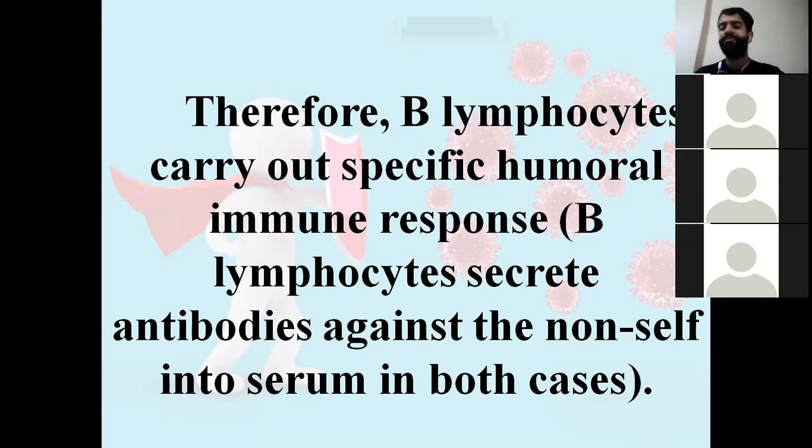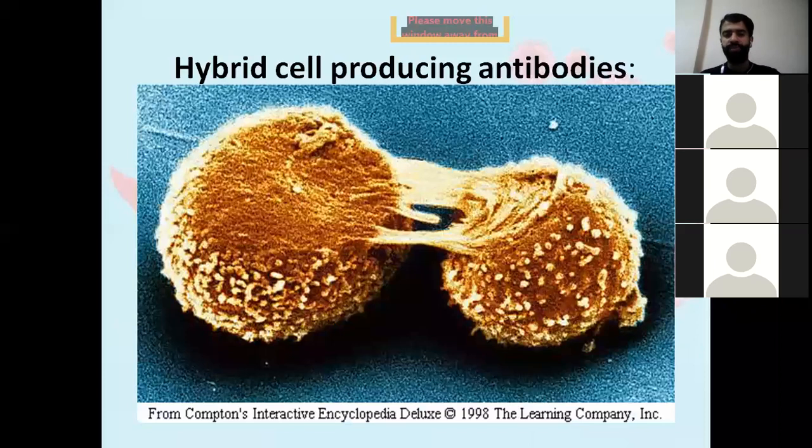Who is active in the B lymphocytes? What do they do? They secrete antibodies. Where? Inside the serum to kill the non-self. When I talk about serum, I am talking about antibodies. What is serum? When you go to the hospital, they tell you serum. This serum contains antibodies. So when I say antibodies, I am talking about B lymphocytes, meaning the immune response is the specific humoral immune response. But when I talk about T lymphocytes, I am talking about the specific cell-mediated immune response.